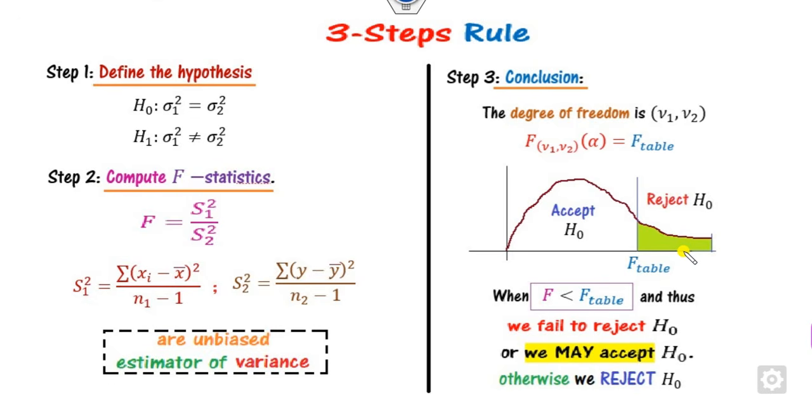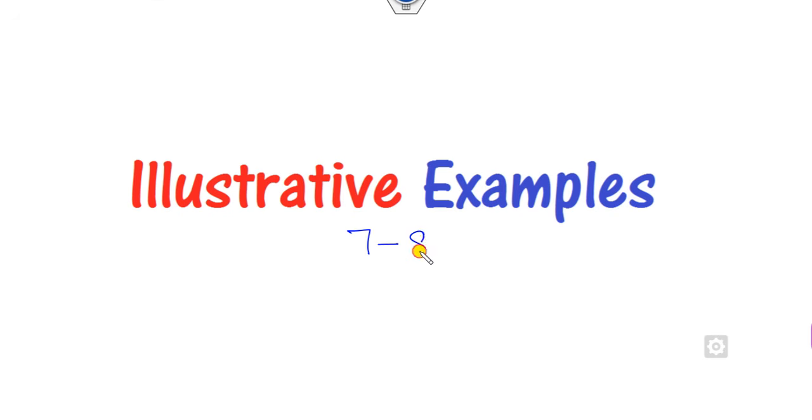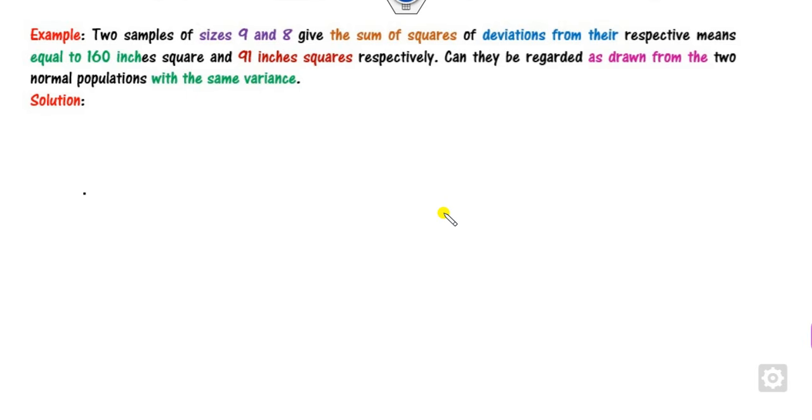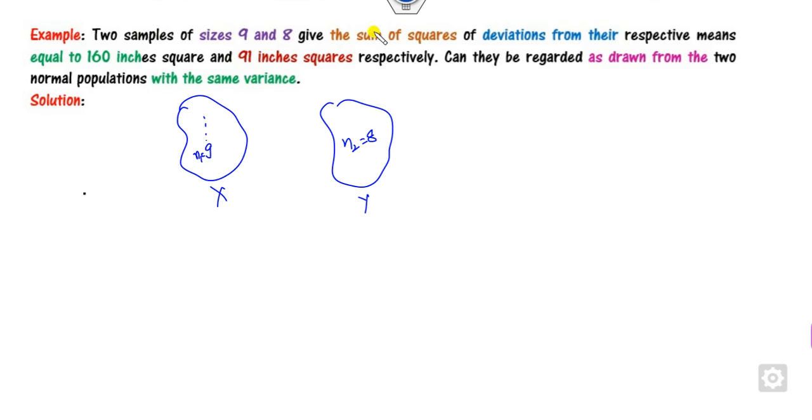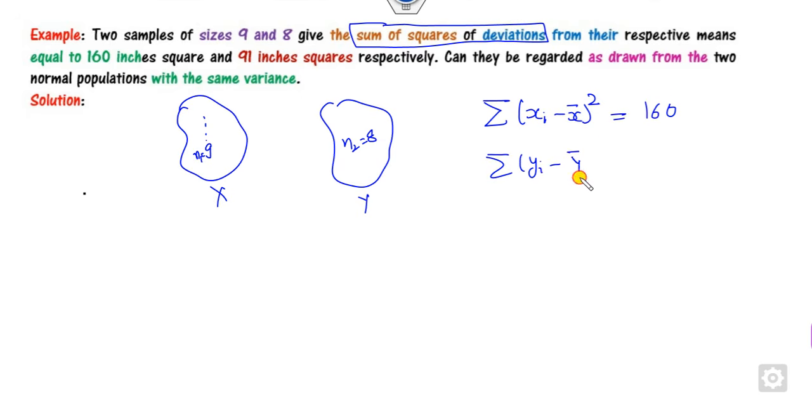Now in order to explain this 3-step rule, we will cover 7 to 8 examples so that you can understand very well. So let's start with the first one. Say there are two samples, X and Y. They consist of 9 and 8 elements, say N1 is 9 and N2 is 8. The sum of the squares of the deviations from their respective means is 160 for the first sample, and for the second sample it is 91.